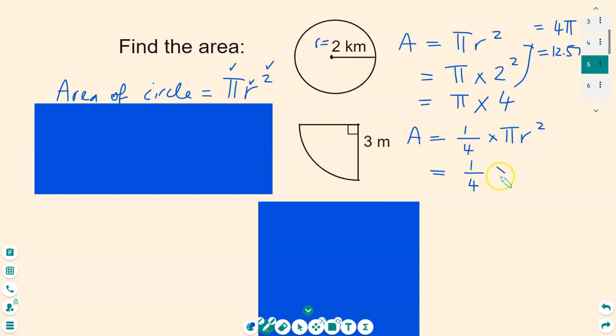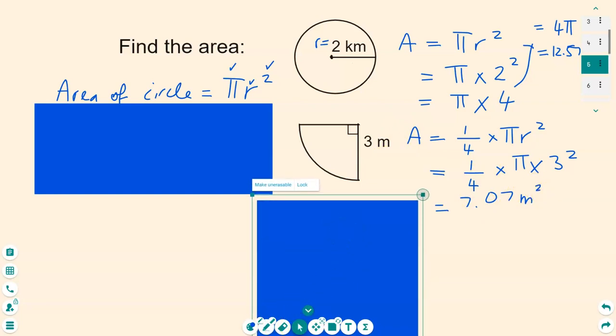So let's substitute it in, and calculate. 7.07, correct to 2 decimal places. Give meaning to our units, give meaning to our answer. We input meters, so we should churn out square meters.